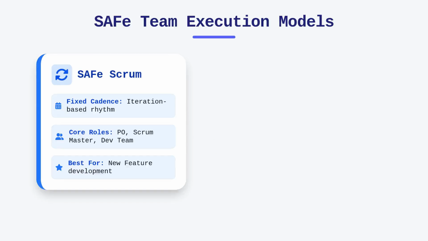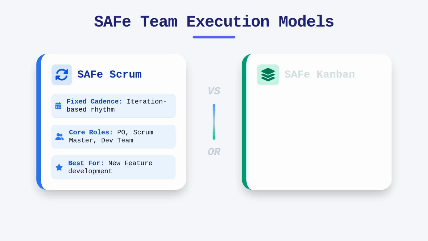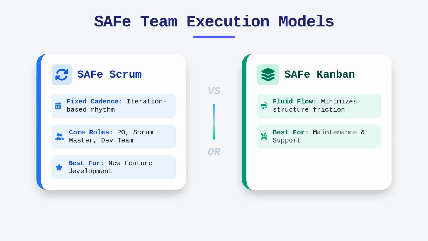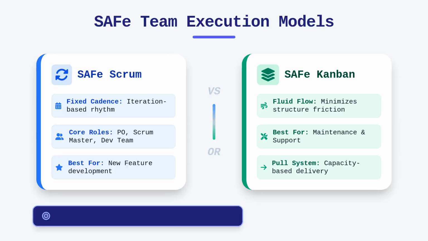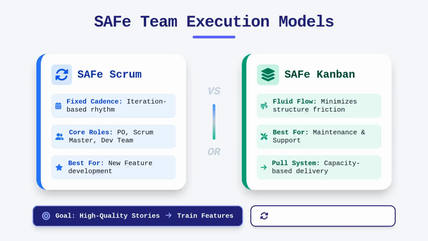In contrast, Kanban is better suited for teams with highly variable work, such as maintenance or production support, where a fixed iteration structure might add unnecessary friction. Regardless of the choice, both frameworks serve a singular purpose: delivering high-quality stories that contribute to the larger features identified by the train. The fundamental difference lies in how work is pulled through the system. Yet both frameworks must remain synchronized with the cadence of the program increment.